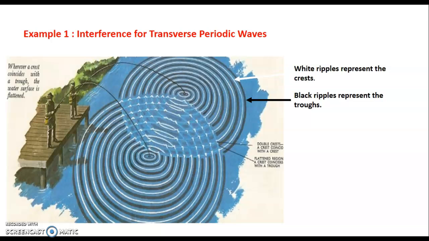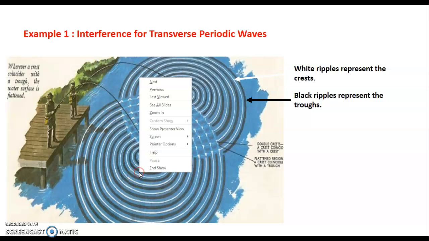Application of interference for transverse or circular periodic waves. Here are two sources of disturbances, this one and this one here. They created two different periodic waves that propagate in different orientations.